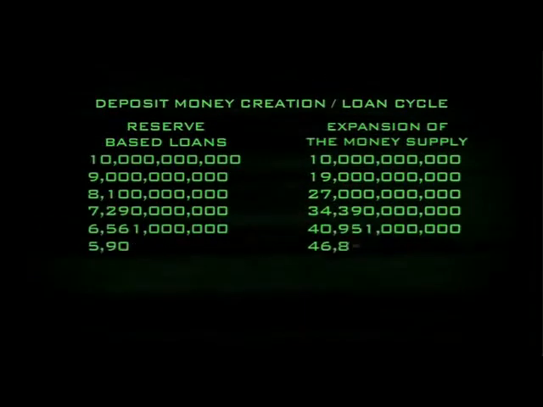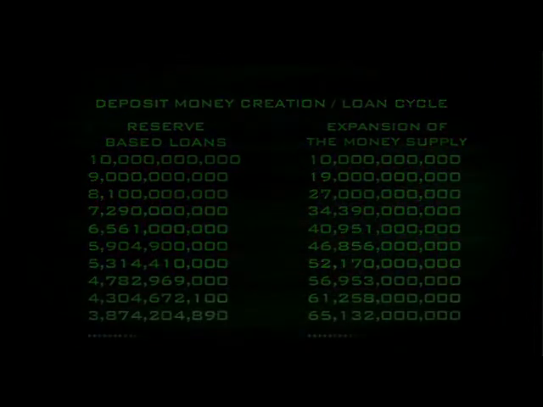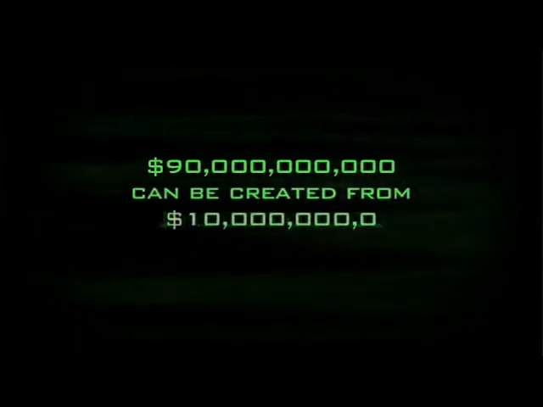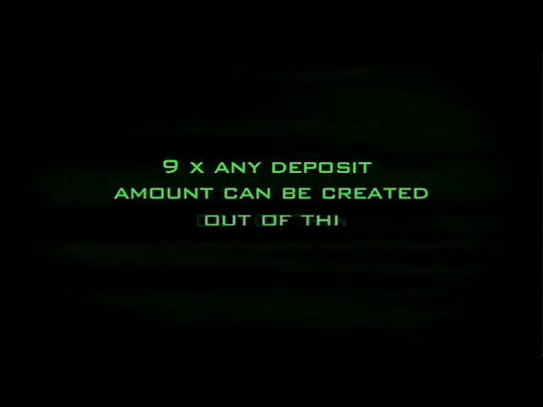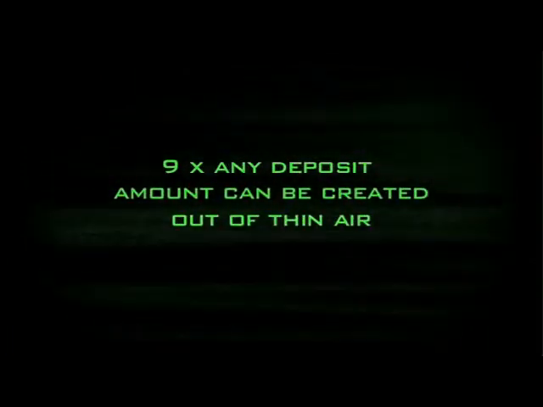The average mathematical result is that about $90 billion can be created on top of the original $10 billion. In other words, for every deposit that ever occurs in the banking system, about 9 times that amount can be created out of thin air. So, now that we understand how money is created by this fractional reserve banking system, a logical yet elusive question might come to mind. What is actually giving this newly created money value? The answer?